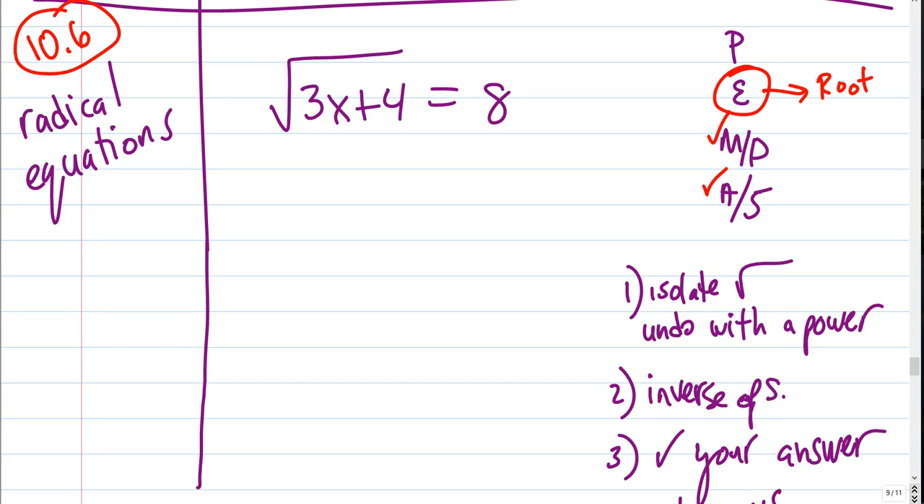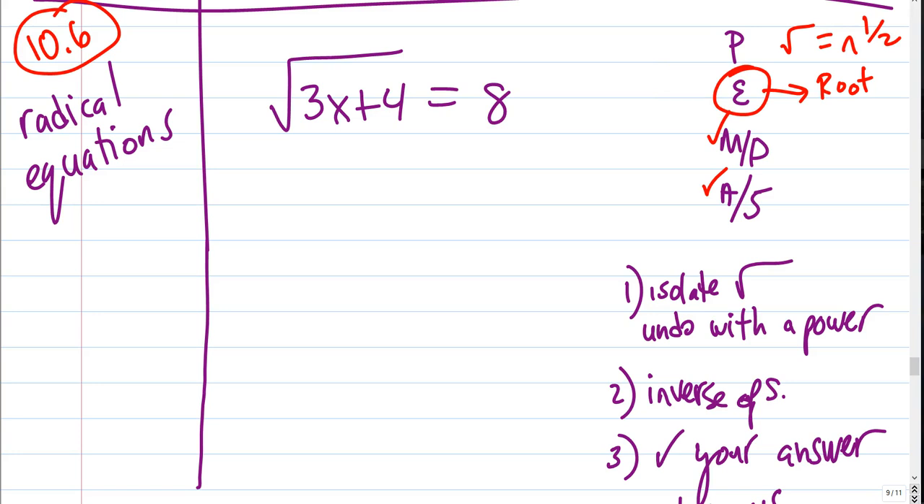Okay? And we've already seen that the square root is the same thing as a 1/2 power. So the exponent and the root are related, and we have to deal with that first. We're going to isolate that radical, undo it with the power, then we'll deal with the adding, subtracting, multiplying, dividing. We have to deal with that grouping first. Okay?